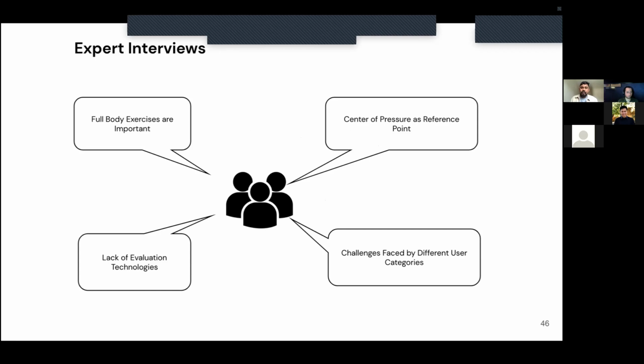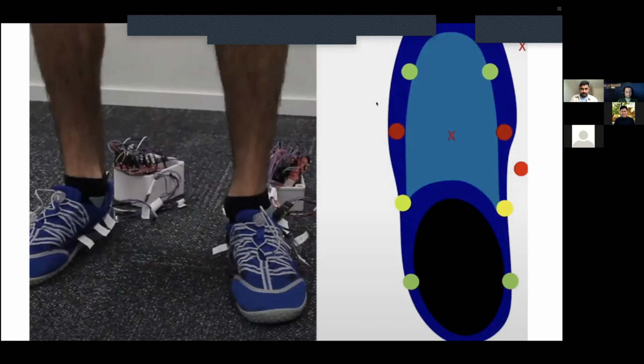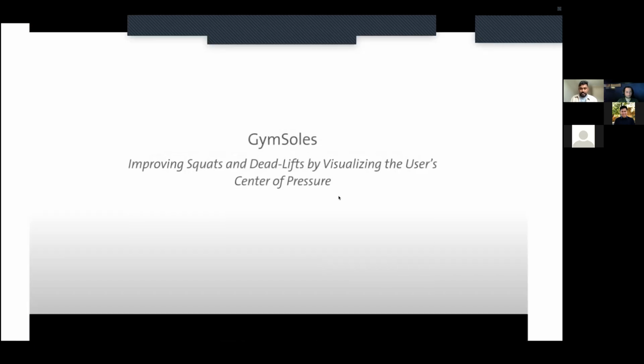However, the center of pressure is not something that you can feel. It's not something that you can internalize. So in this interface, what we wanted to do was provide some sort of a feeling about the center of pressure to the user's body. So we started developing our prototype. Let's look at this video.